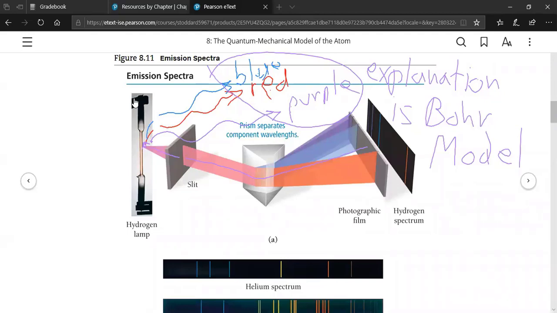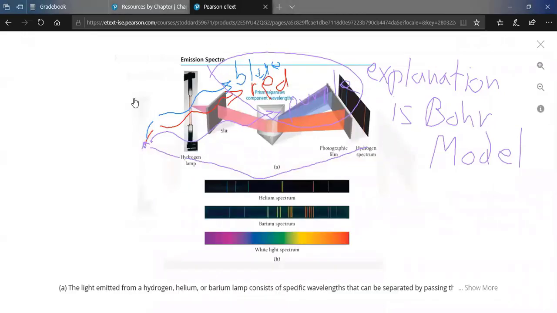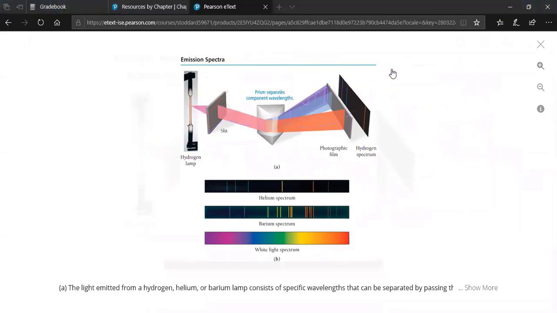So the explanation for the fact that we get just blue, red, and purple coming out is the Bohr model. So we're going to look to see what is this Bohr model? What are we talking about with the Bohr model of the atom? Let's scroll down a little bit.